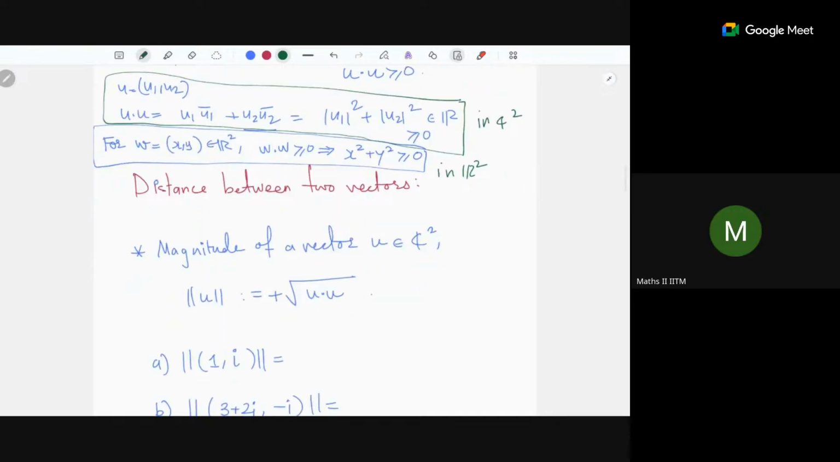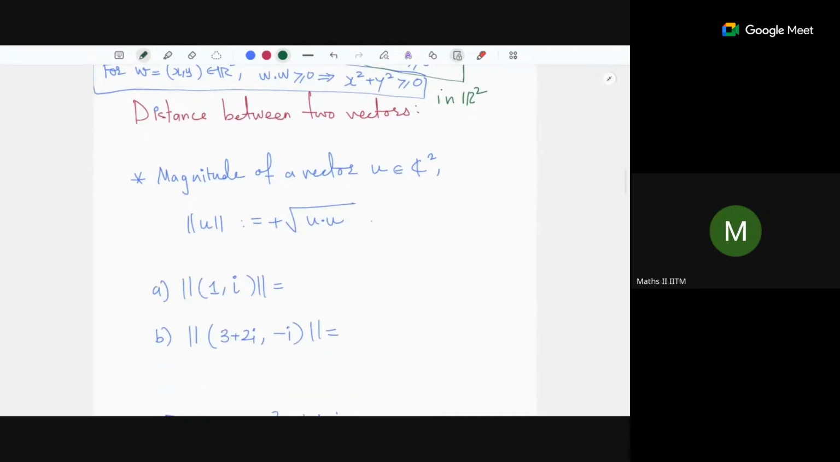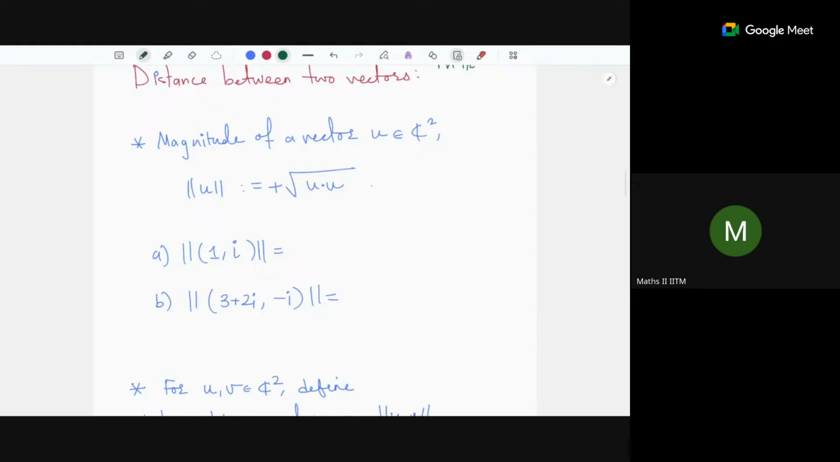Now, once you have the notion of dot product, we can talk about the notion of distances between two vectors. Let us quickly recall the magnitude of a vector in V. In R2, whenever you have a vector, you have a direction and a magnitude attached to it. Similarly, if you have a vector in C2, what is its magnitude and what is its direction? Direction we know. Now, what is the magnitude of this vector?